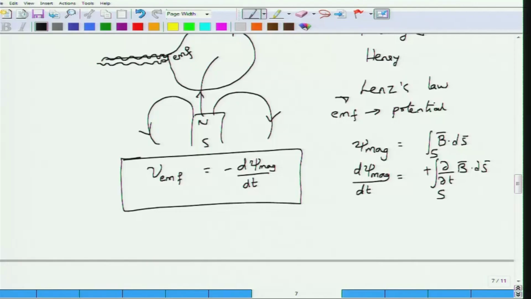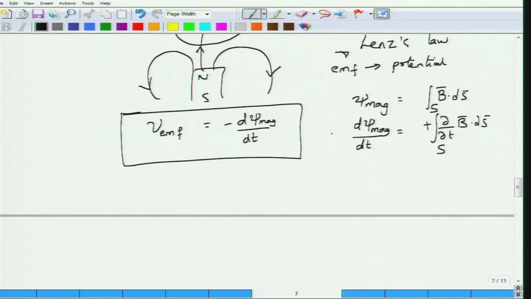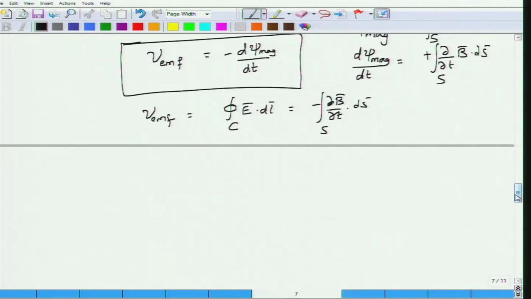So for us, we can substitute for now the magnetic flux, and then say what the EMF is. Of course, EMF also can be expressed in terms of the electric field. EMF is the integral over the closed loop, or whatever loop you are considering, of E dot dl, and this must be equal to minus the integral of del B by del t dot dS over the surface S, which is bounded by this closed curve C. So this is your Faraday's law in vector notation.